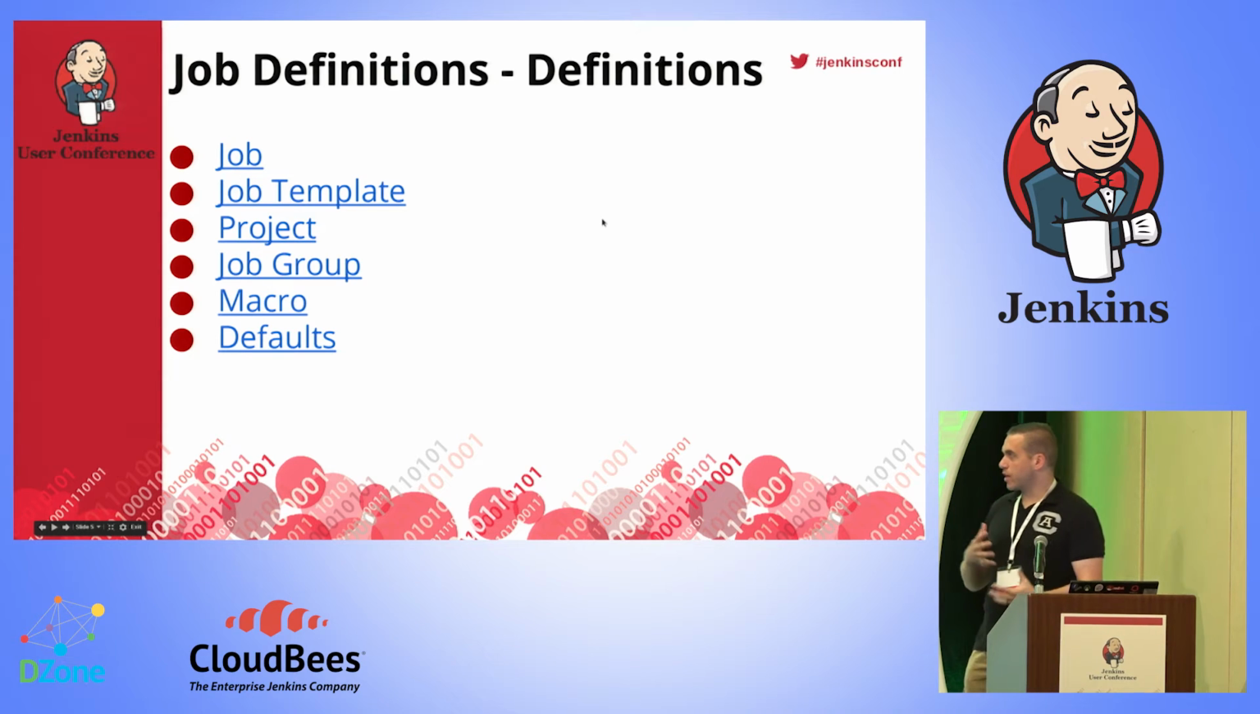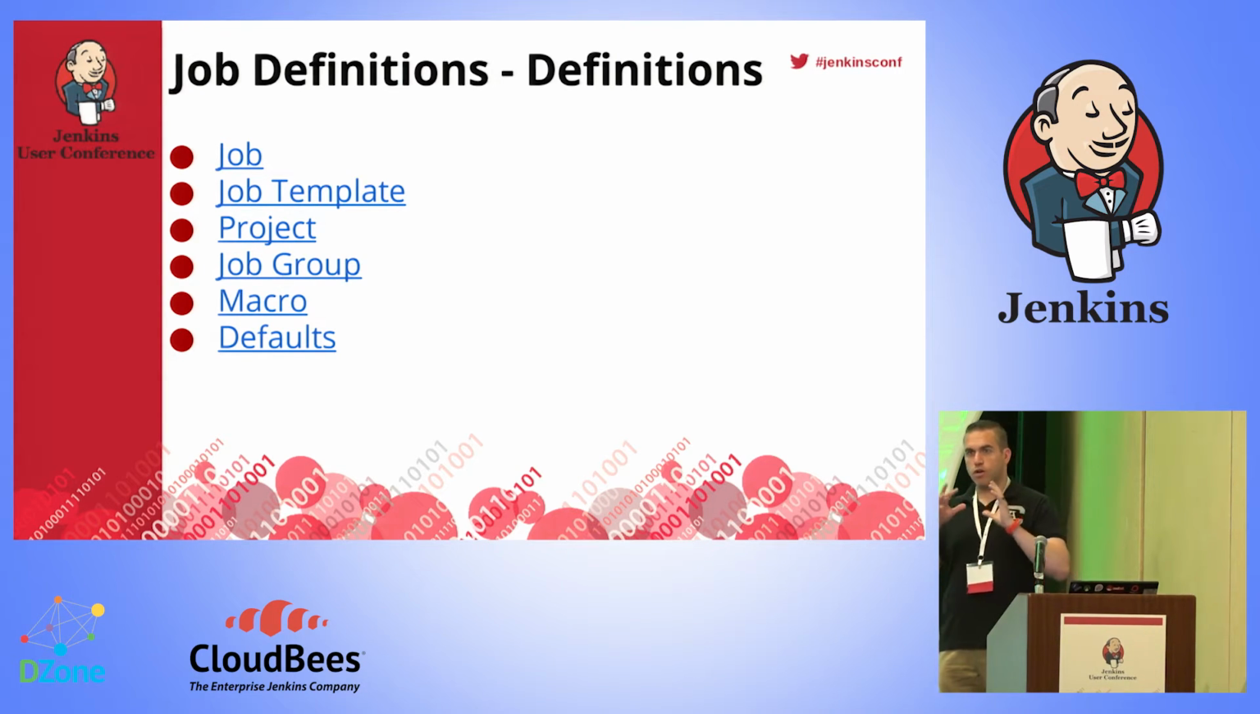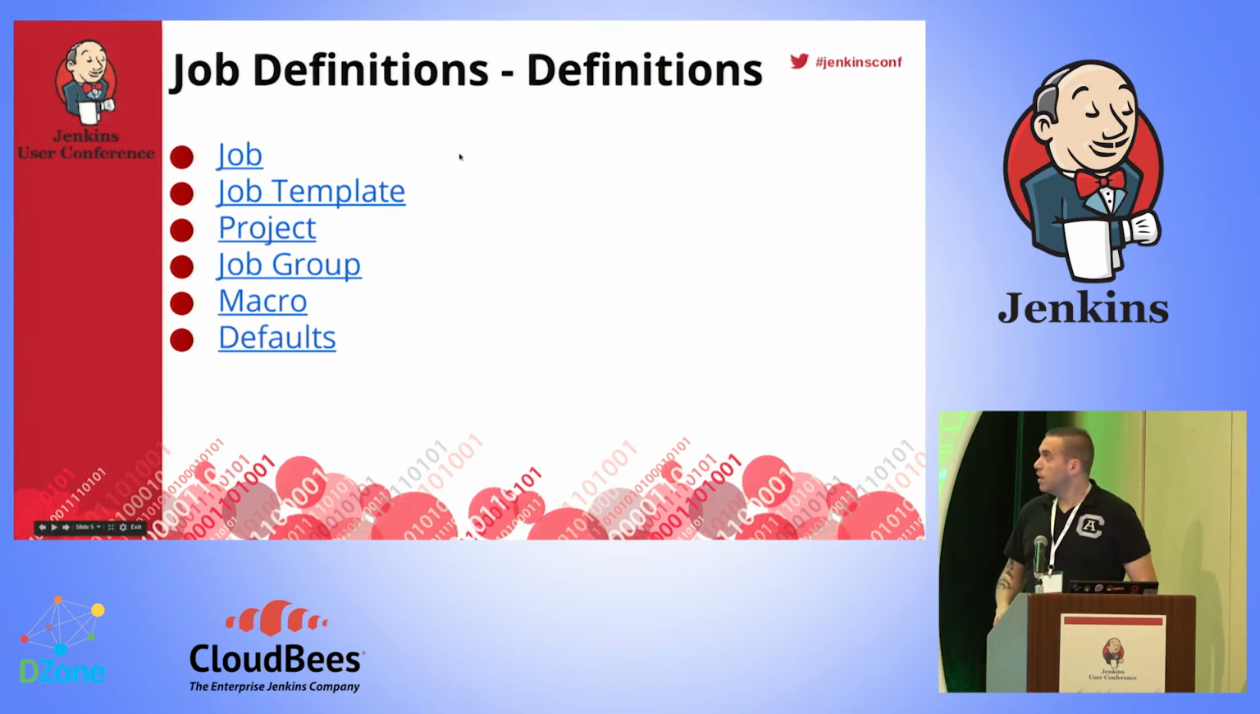So the definitions are broken down into these different categories. A job is just a basic, like a Jenkins job, in a very hard-coded text format, and you can definitely create your YAML that way. And then some of the power is when you use job templates.